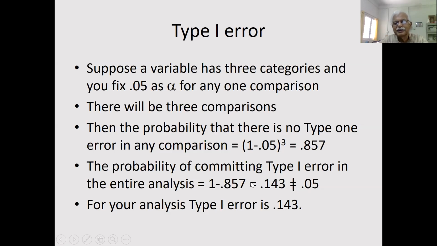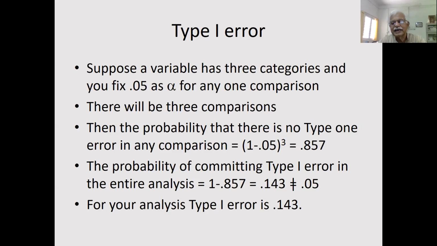The idea, let me repeat, the idea is very simple. Suppose there are three pairwise comparisons, because this is something complex, so I am repeating it. Suppose there are three pairwise comparisons, and in each your type 1 error is 0.05. So the probability of not committing type 1 error is 1 minus 0.05. The probability that you do not have type 1 error in any of the three comparisons, by using the simple multiplicative rule of probability, becomes 1 minus 0.05 raised to power 3 or 0.857.